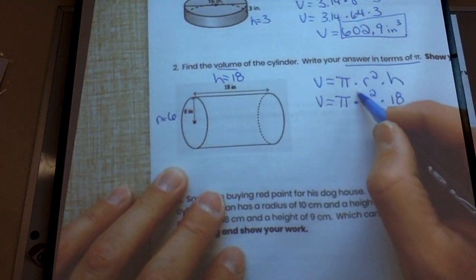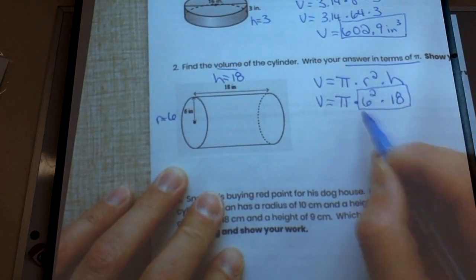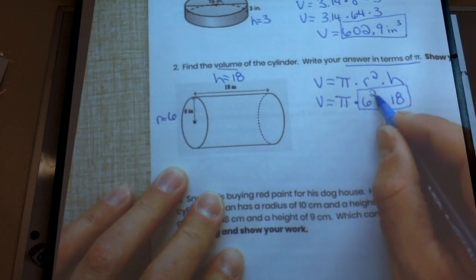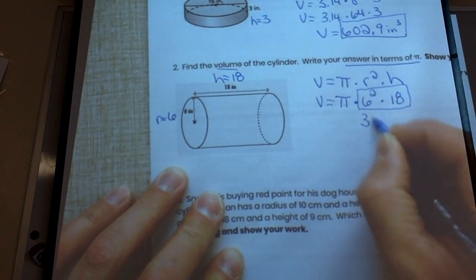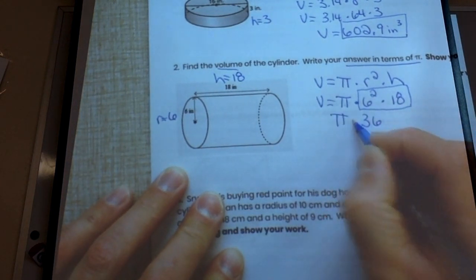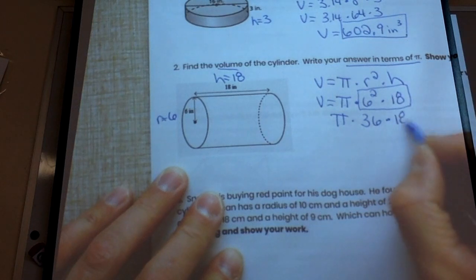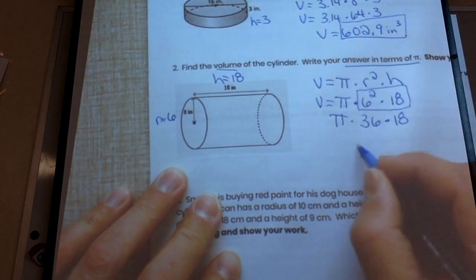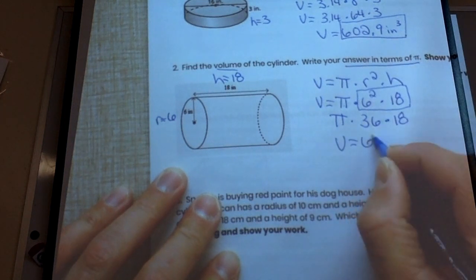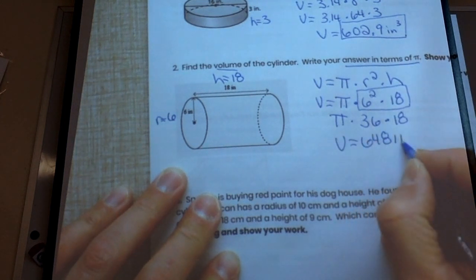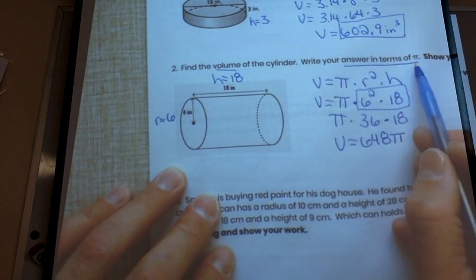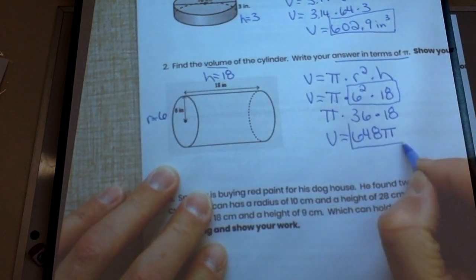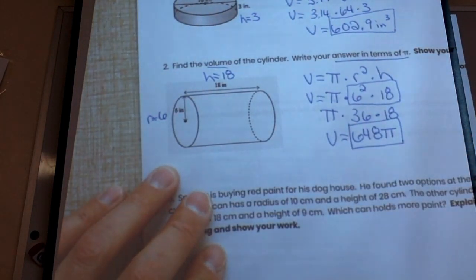So, all we need to do is this part. So 6 squared, that means 6 times 6, so 6 times itself. So it's 36, so pi times 36 times 18. 36 times 18 is 648. 648, and then we still have this pi. So when they say leave your answer in terms of pi, that's what they mean. This is your full answer, 648 pi.